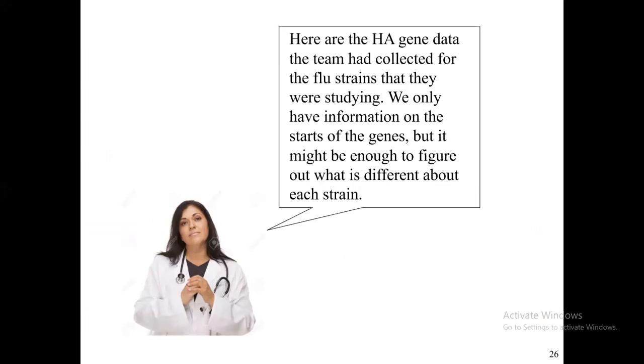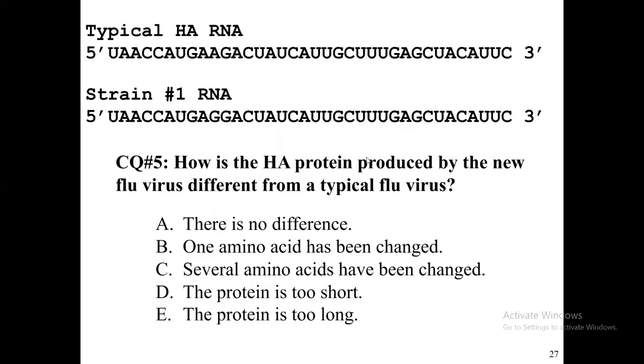Here are the HA gene data the team has collected for the flu strains that they were studying. We only have information on the starts of the genes, but it might be enough to figure out what is different about each strain. So on top, they give us the typical HA RNA, and then they give strain 1. How is the HA protein produced by the new flu virus different from the typical flu virus?